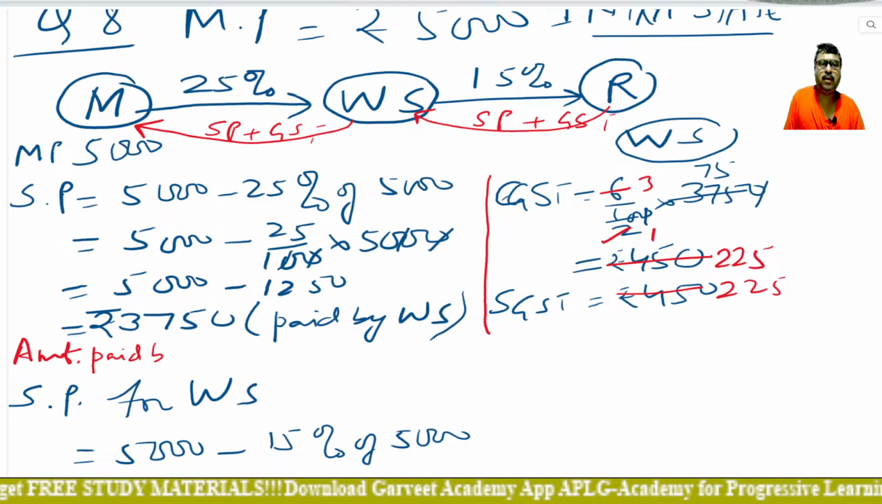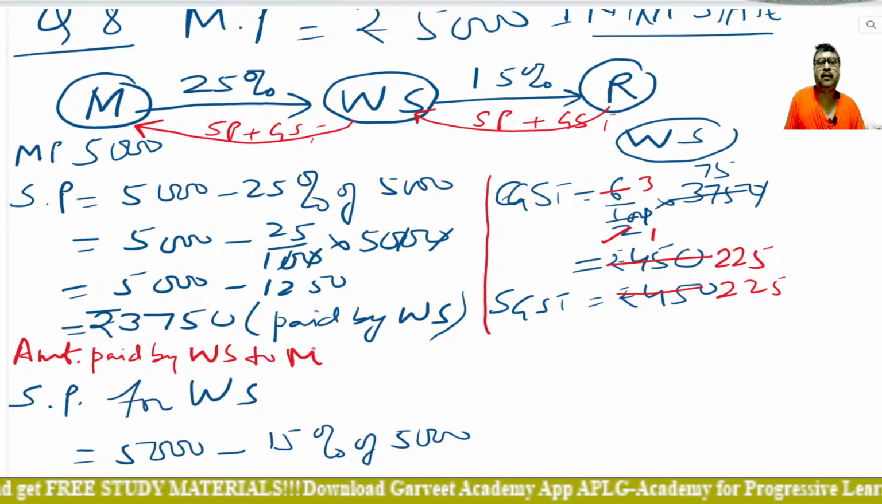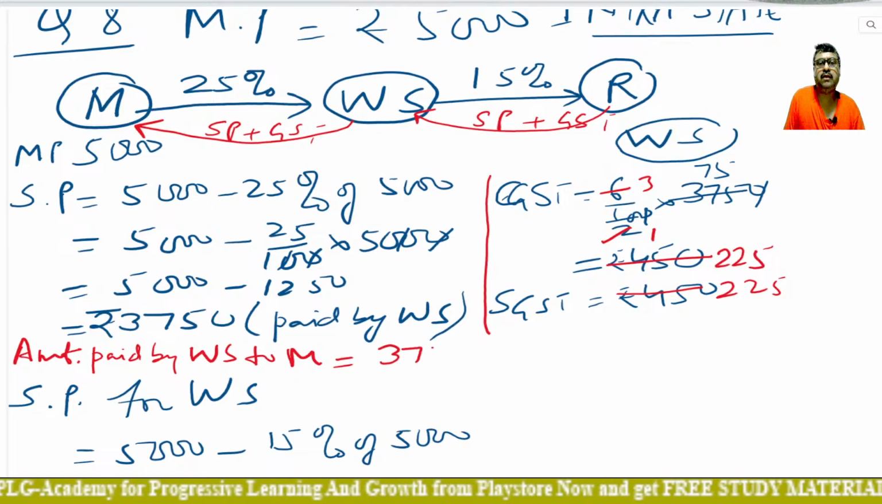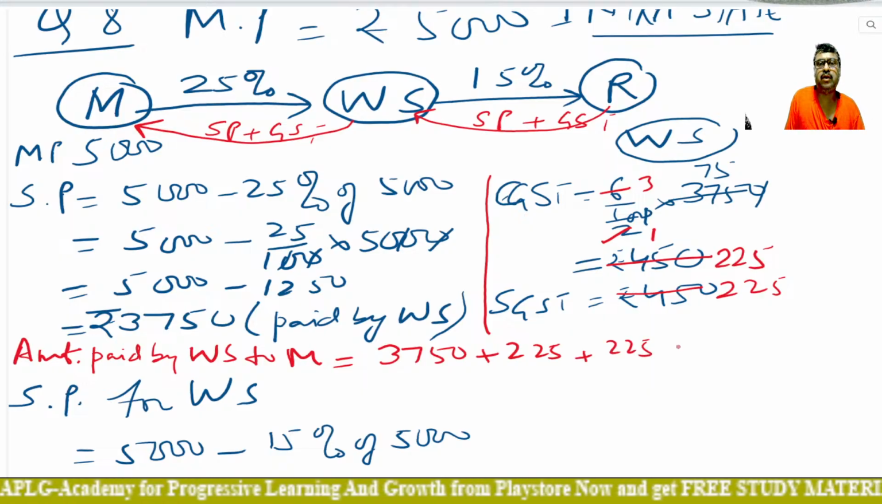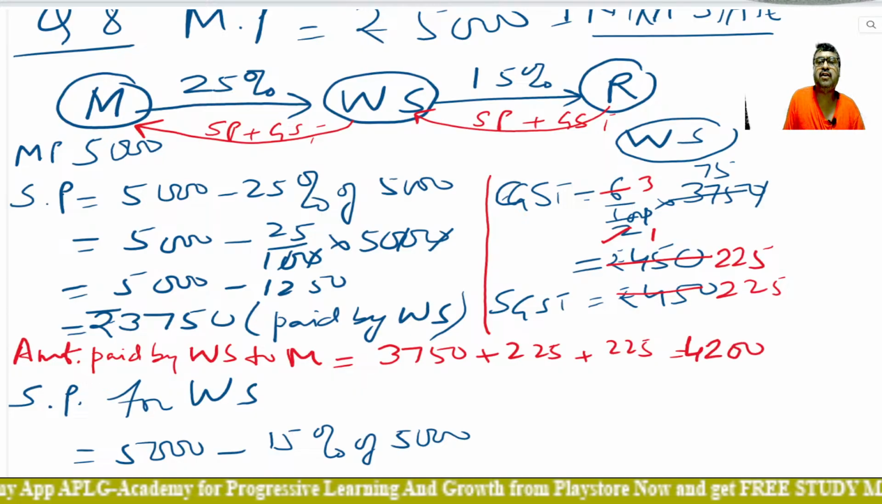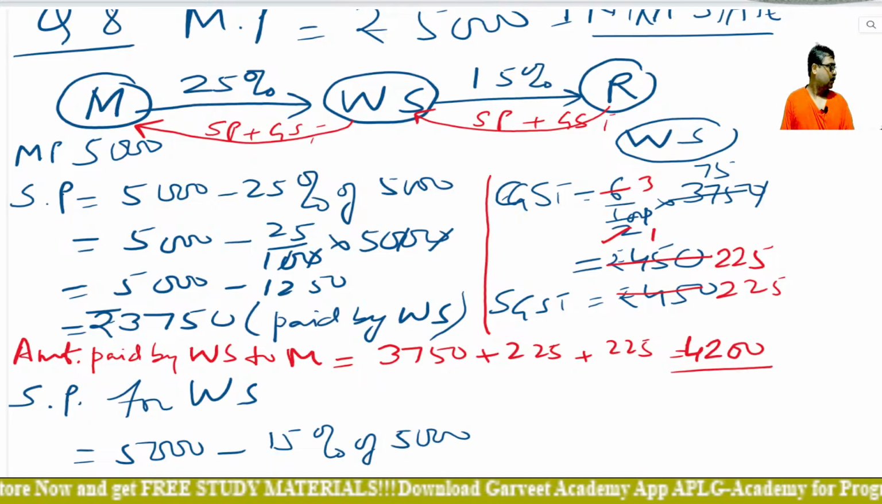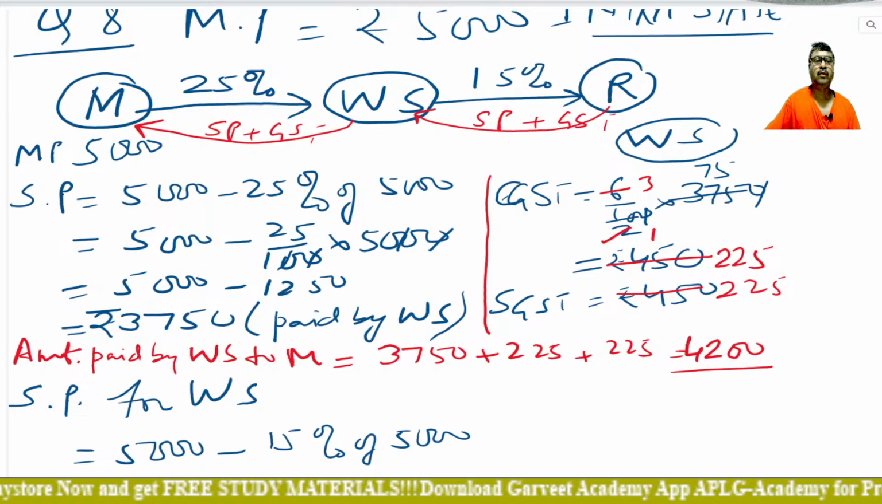Amount paid by wholesaler to manufacturer will be 3,750 plus 225 plus 225. This will come down to 450. Add 450 to 3,750. Let's see how much it is. Just check. It is 4,200. Okay, it's 4,200.